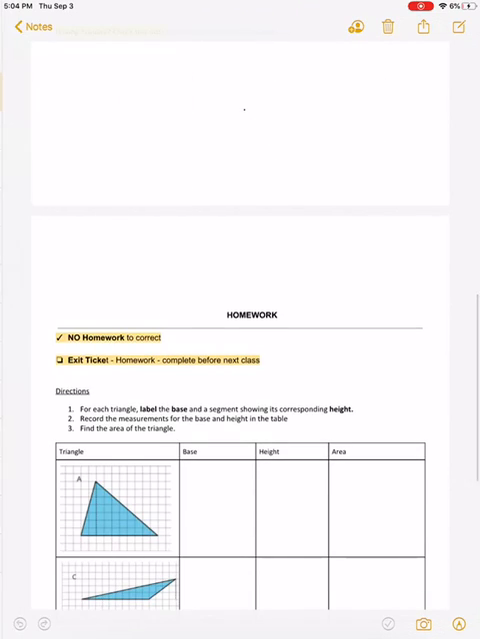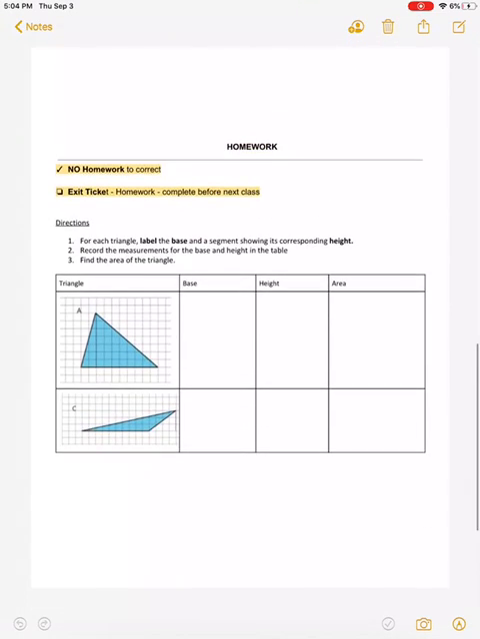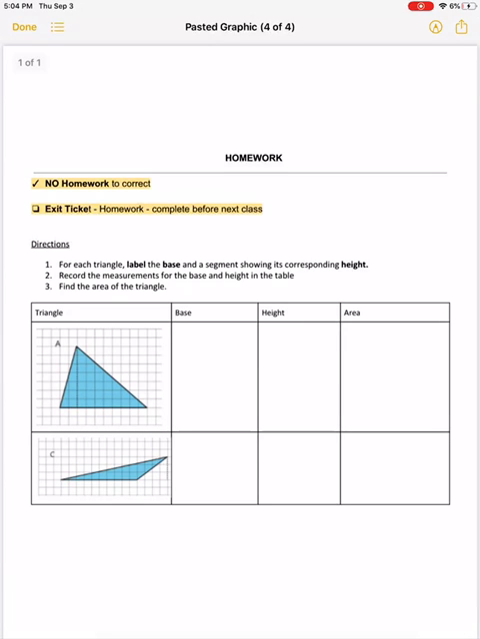last one. We're going to use what we learned from those other two to help us here. We have to label the base and a segment showing its corresponding height. It's kind of hard to see in this, but there's a dotted line here. So this has to be my base, and that's my height. And here, this is the base. This one's a little harder, and it was really hard to see this height out here. So that might have thrown you a little off.